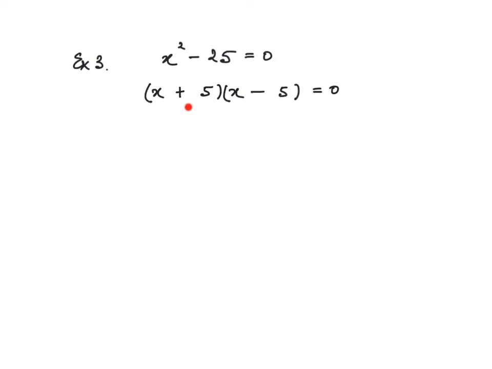So what I'm going to do is to set the first factor equal to 0, x plus 5 equals 0, and then the second factor set equal to 0. We've got two simple linear equations here, so I'm going to subtract 5 from both sides. We want to get x on its own, so x equals minus 5. But in this one I'm going to add 5 to both sides, so x equals plus 5.